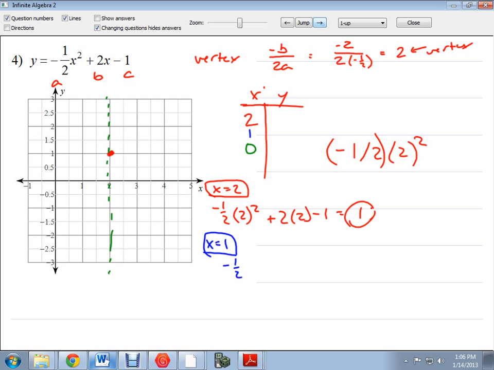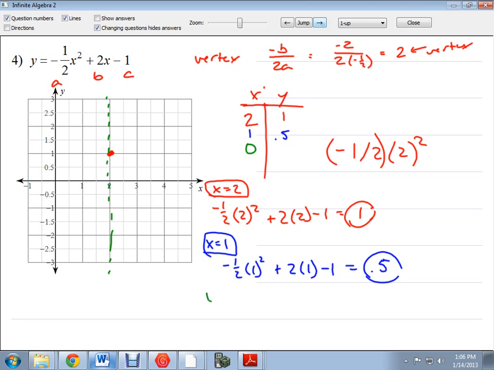Negative 1/2 times 1 squared plus 2 times 1 minus 1 is equal to... 2 times 1 is 2, minus 1 is 1, minus 1/2 should be 0.5, I believe. Is 0.5 correct for that? Yes. Okay, good.